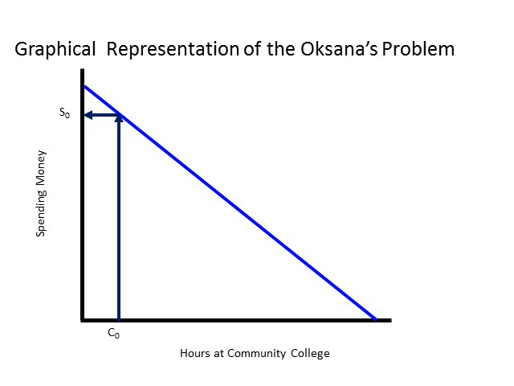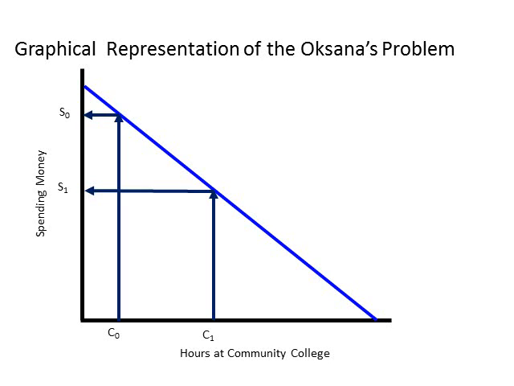Now, if the economist moves a little bit down the horizontal axis and picks a new spot, the economist calls this new spot C1. If the economist draws a line from C1 to the line representing Oksana's choices, and then from that line to the vertical axis, a new label corresponding to a new level of savings is put down, called S1.